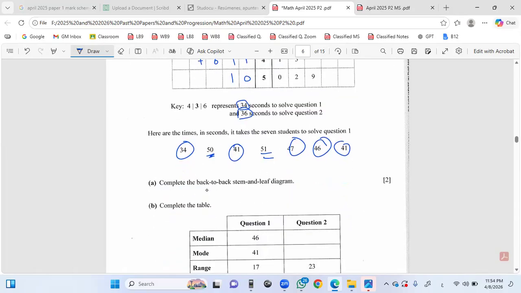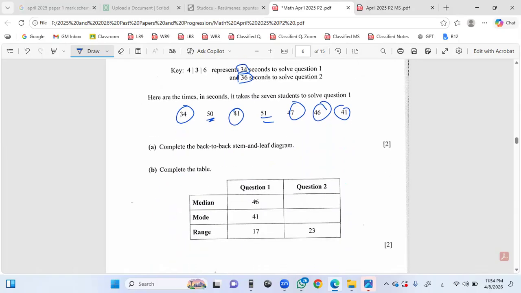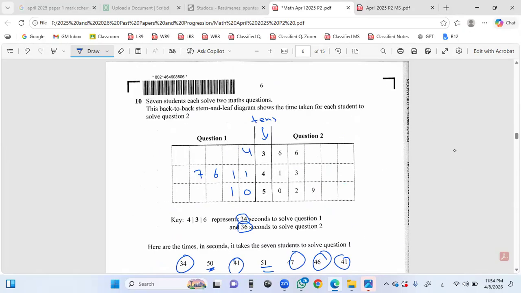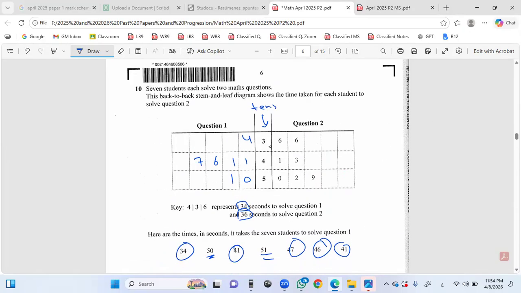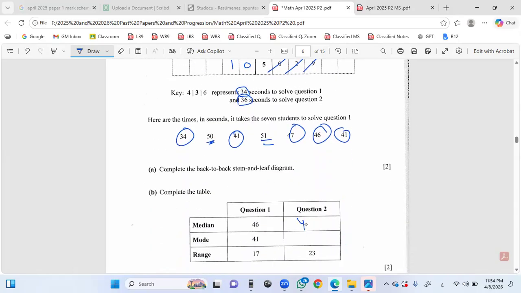Complete the back-to-back stem and leaf diagram. Complete the table. So they're asking about the median. Question 1, the median is 46, while question 2, the median is what? You can do it in 2 ways. The first way, cross the smallest with the largest, then smallest with the largest, then smallest with the largest. You're going to find that the number in the middle is 43. So you can say over here, the median is 43.